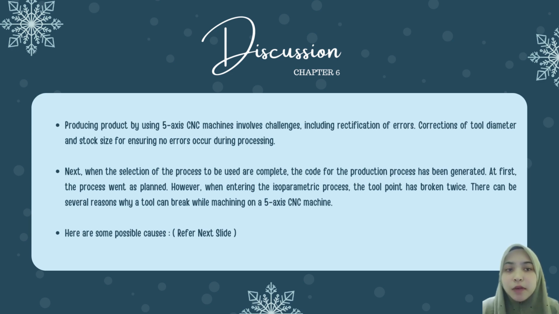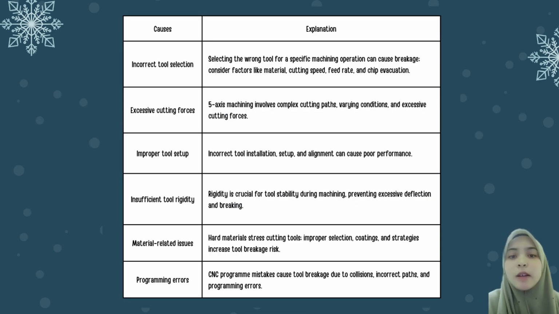There can be several reasons why a tool can break while machining on a 5-axis CNC machine. Here are some possible causes. First, incorrect tool selection. Selecting the wrong tool for a specific machining operation can cause breakage. We need to consider factors like material, cutting speed, feed rate, and chip evacuation.